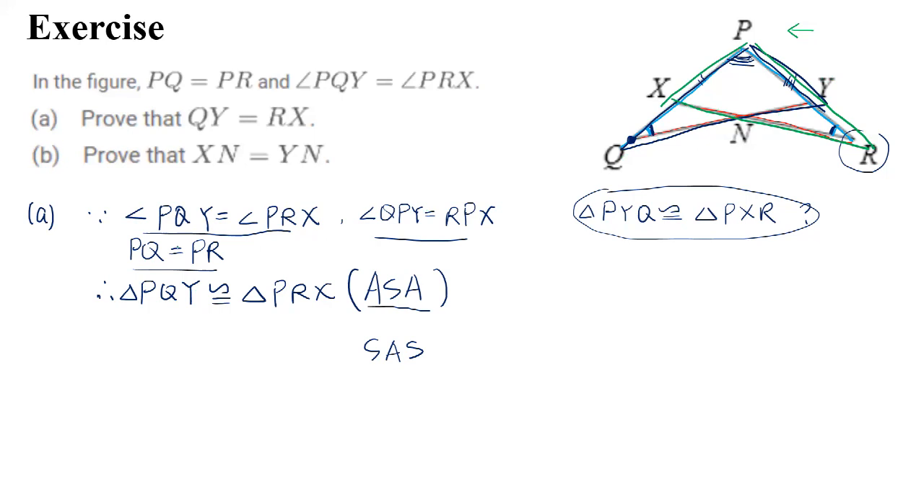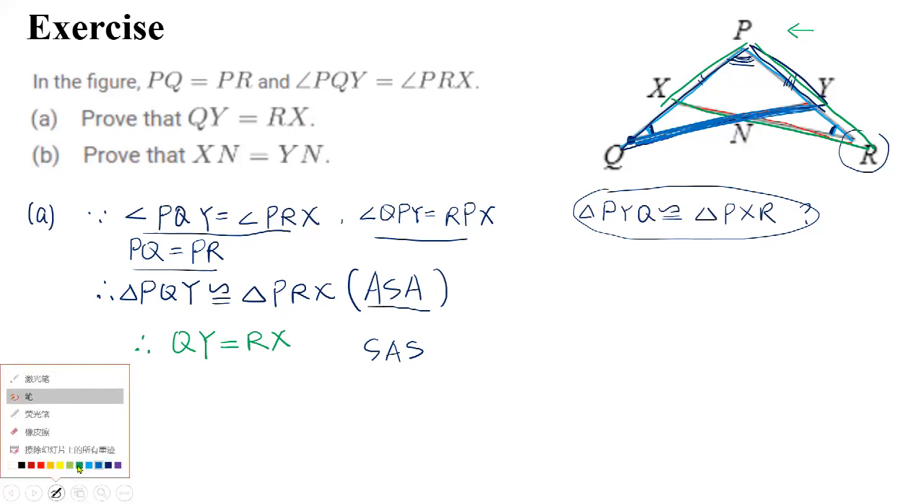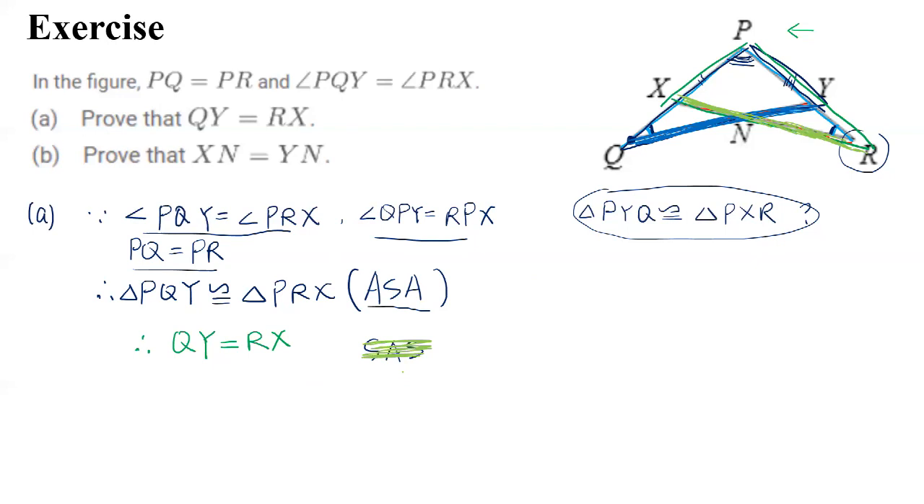Yeah. Okay. All right, because we have proved triangle PQY is congruent to triangle PRX, therefore the corresponding angles are equal and corresponding sides are also equal, right? Therefore, we can say QY equals RX because, as you can see here, QY, this side here in the triangle PQY is just the corresponding part to this side in triangle PRX, right? You see that? Any questions? No.